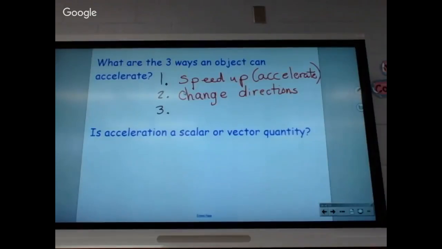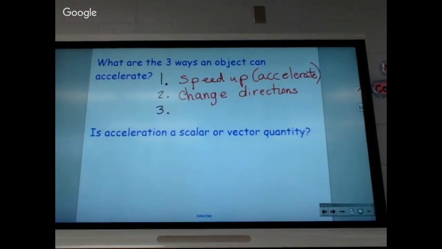Who's in JROTC in this room? When you guys practice any kind of marching, when y'all get to a corner and y'all learn to turn, y'all accelerate every single time you do it. That's a form of acceleration because you change directions every single time. Speeding up, changing directions. There's one more.